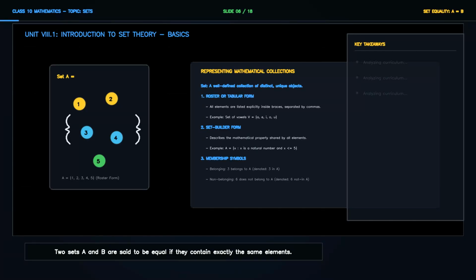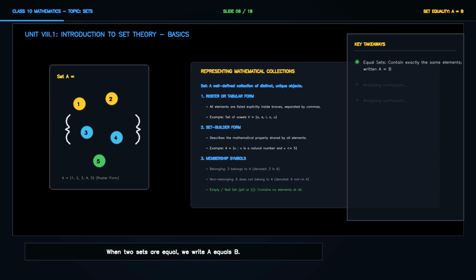Two sets A and B are said to be equal if they contain exactly the same elements. When two sets are equal, we write A equals B. If they are not equal, we write A is not equal to B. The order in which elements are listed does not affect set equality.